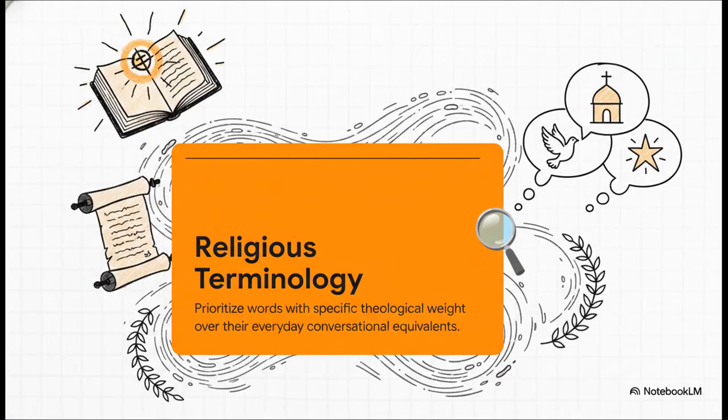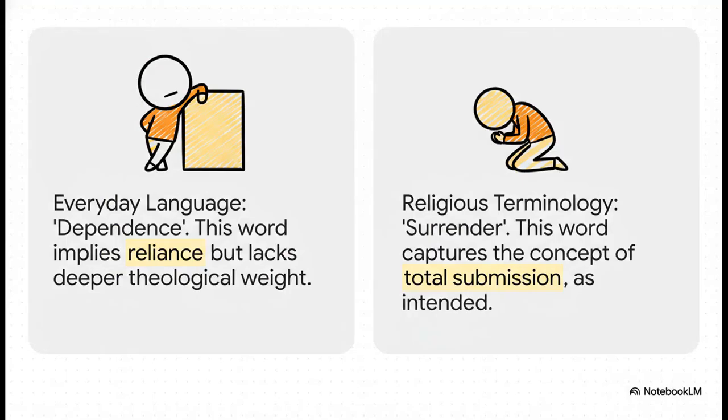Now, this leads to a fascinating principle. You might think for a new audience that you'd simplify the language as much as possible, right? But this playbook argues for the complete opposite. It actually tells the creator to use precise religious terminology, to choose words that carry a deeper theological meaning, even if they're a little less common. And this is a perfect example from the source itself. For the phrase, "we worship only you," an everyday translation might use a word like dependence, but the playbook says, nope, that's too shallow. It mandates using the word surrender because it does a much better job of capturing the theological concept of total submission, which is a much more powerful and specific idea.